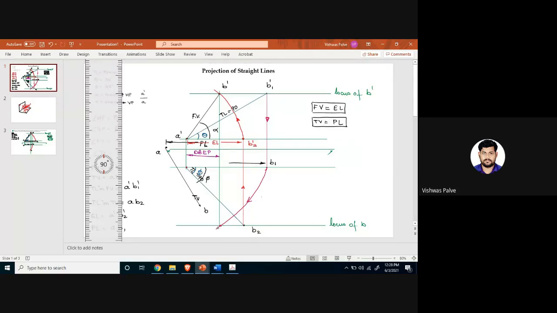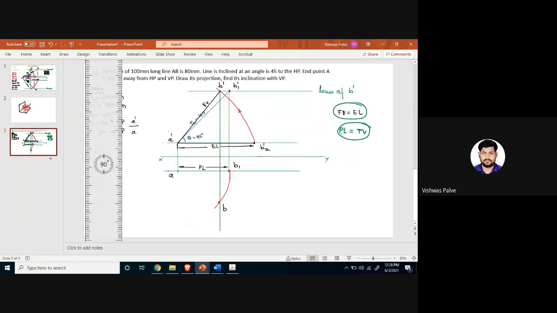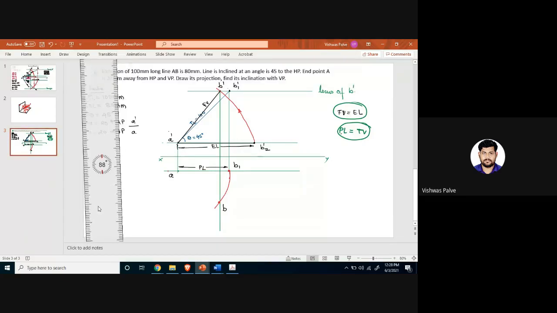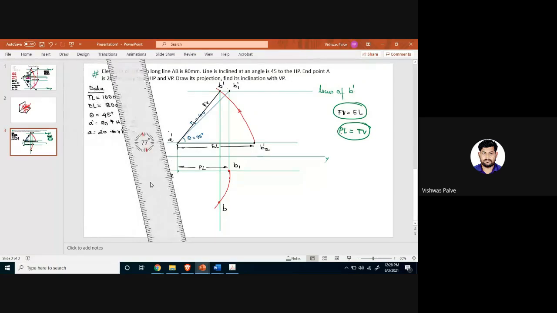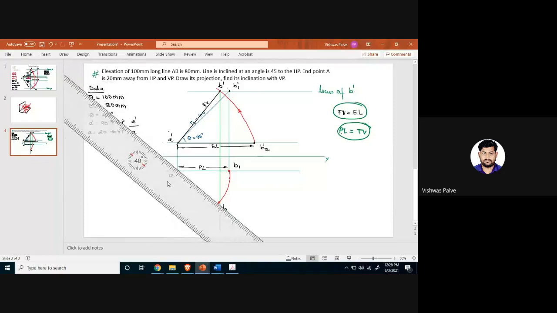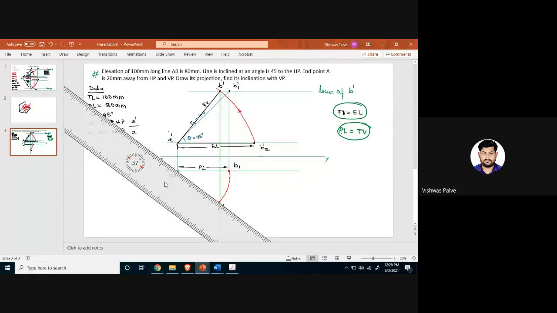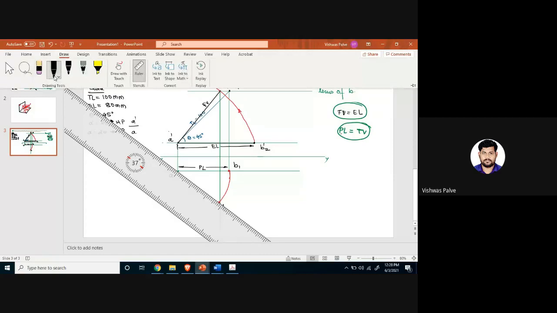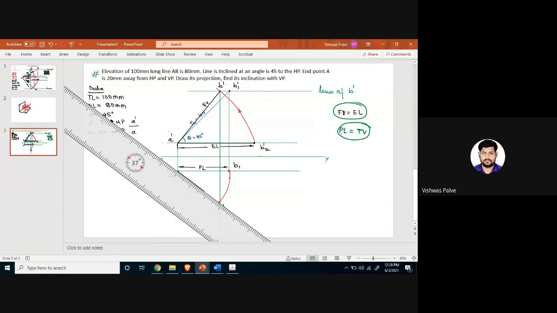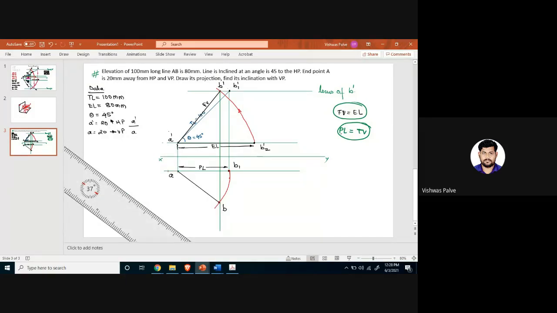Here the line has been disturbed now, so you have to draw a straight line. You can go through the recording again. If I connect these two points, then that will be my top view of the line.